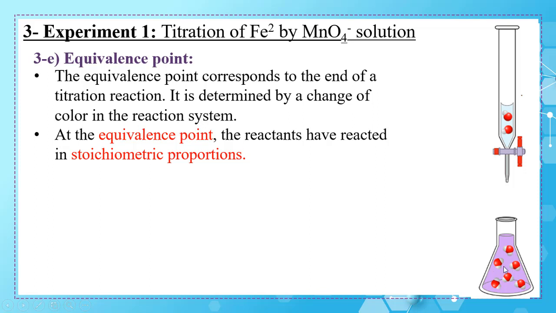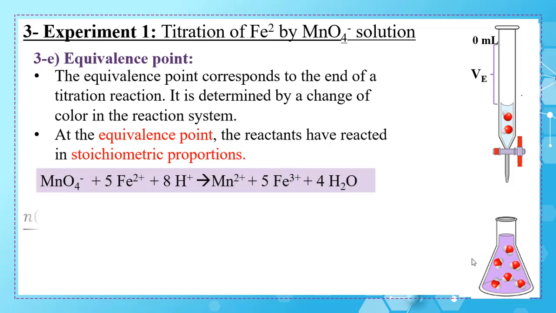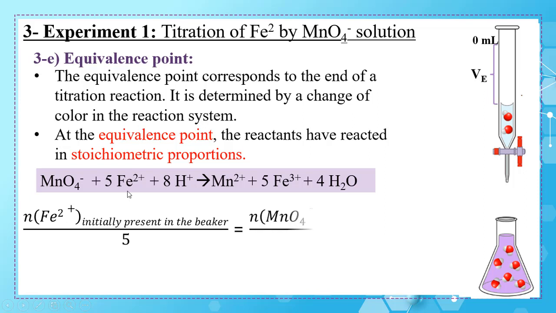So we can say that this point where we have a change in color is the point at which the reactants are in stoichiometric proportions. So according to the equation, at equivalence point, the reactants are in stoichiometry. So the ratio of Fe2+ is equal to the ratio of MnO4-. Therefore, n of Fe2+ over 5 equals n of MnO4- over 1. MnO4- is added from the burette and Fe2+ is initially present in the beaker.